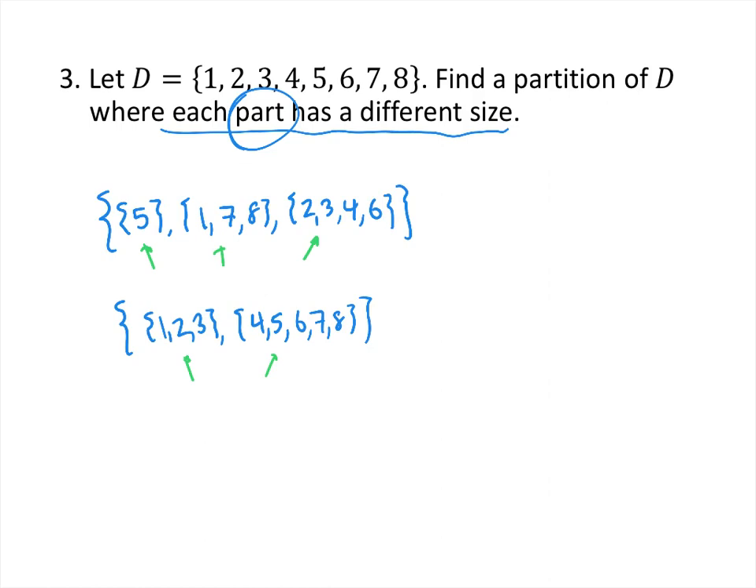But it's a partition because there's no overlap between any of the parts, and we get every element. Every element of the original set is in some part. So that's what it means to be a partition. Every element is in one of the subsets that you have, and no 2 of the subsets have any elements in common.